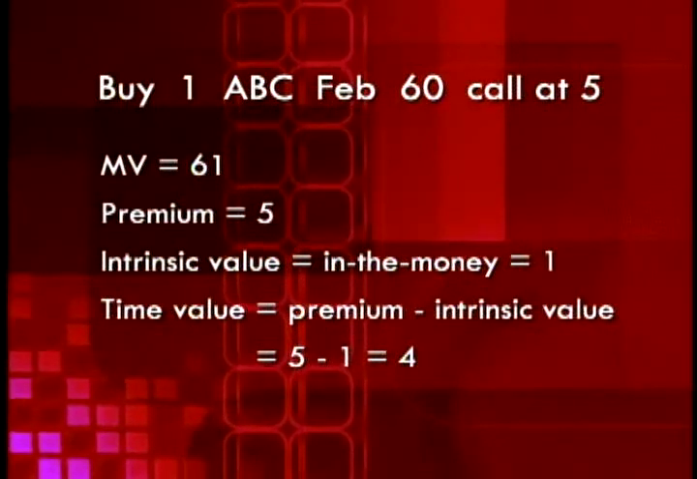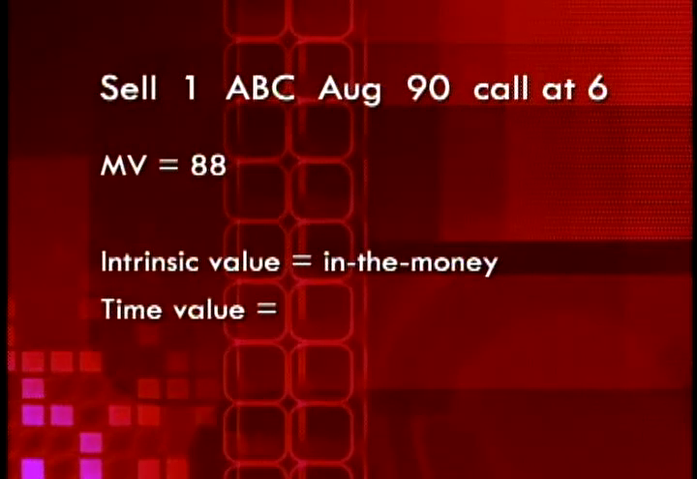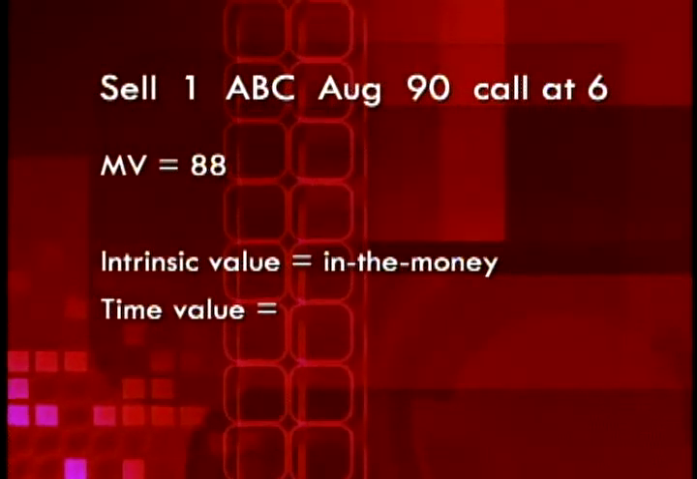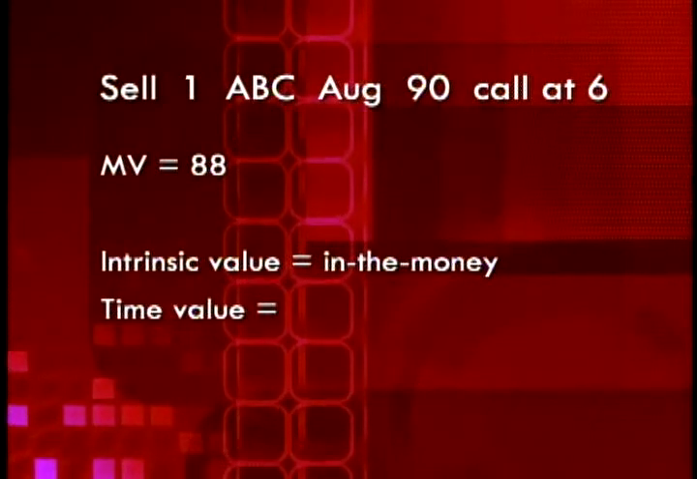So the procedure that we use when we're breaking down a premium into these parts is first, find the intrinsic value, which you can do if you know the type of option, the market value, and the strike price. And then once you know the intrinsic value, subtract that from the total premium, and whatever is left over must be the time value. Now, since these concepts are used frequently, let's do one more example. In this case, we're selling an ABC August 90 call at 6. The market value is 88.